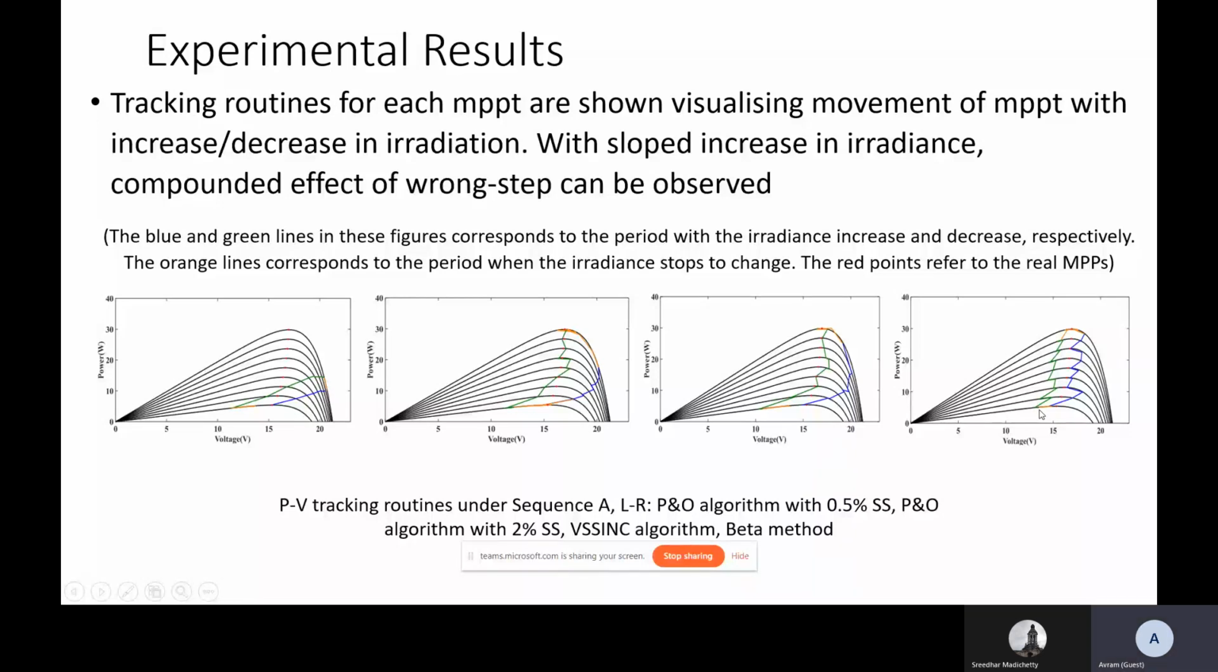beta method, every time the operating point is shifted away from the actual MPP, this method is able to correct it, and hence we see a saw-like pattern.